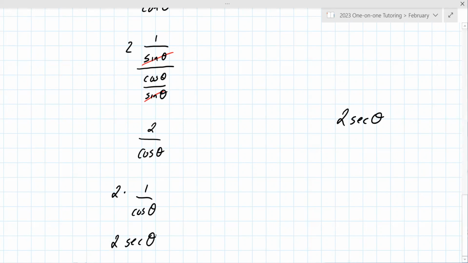Well, it's 2 divided by 1 over cosine though. No, it's 2 times, because there's 2 over 1. You can write the 2 off to the side. It's not 2 divided by, it's a fraction bar there.